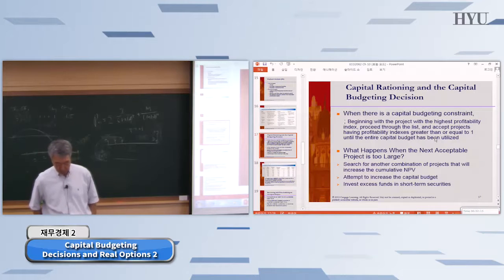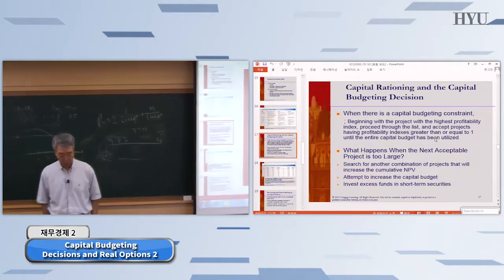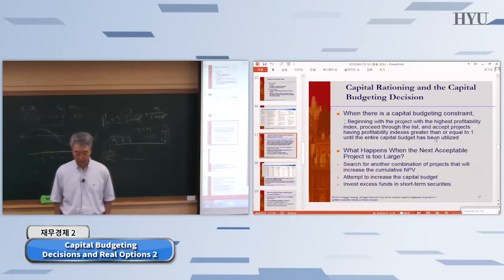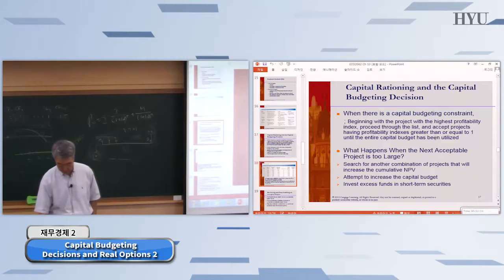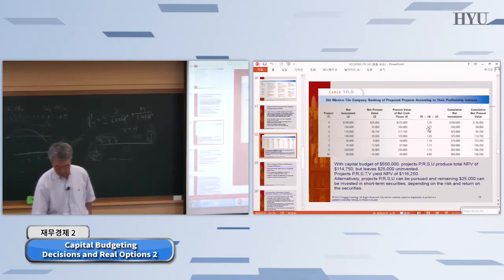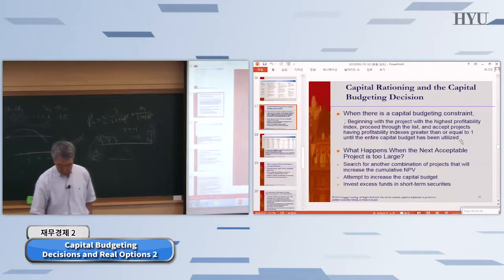So what happens when the next acceptable project is too large? Of course, it'll probably happen in reality, just like in this example. Oops. We have some money remaining, 25,000, but apparently that's not enough to afford the next profitable investment. So what should you do? You have to search for another combination of projects that will increase the cumulative net present value.